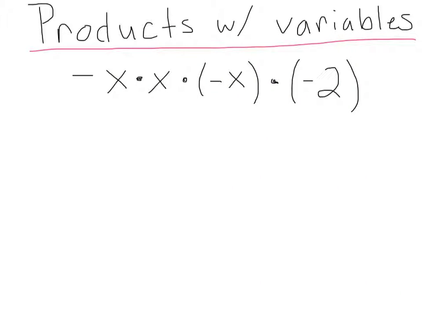We will also have situations in which we have more than one variable in our product. In this case, I'm going to start off exactly how I did the last one. I'm going to figure out what my sign is going to be. So I have a negative times a positive, which is a negative, times a negative, which is a positive, times a negative, which will give me a negative product.